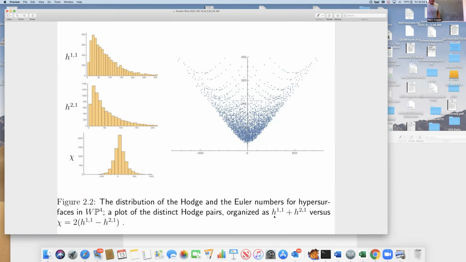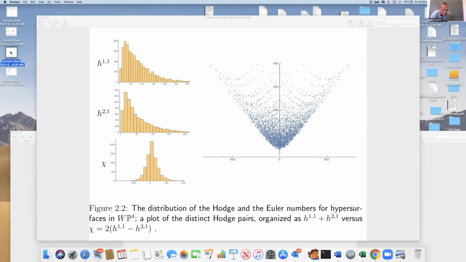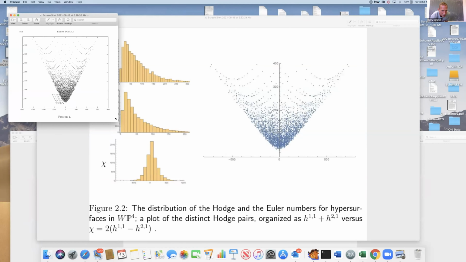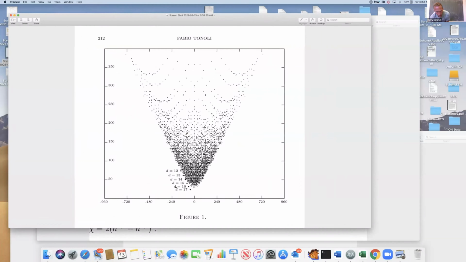This looks just familiar. So this is the distribution, and all these plots are Calabi-Yaus with various things. I want to now pull up an image from about 20 years ago, a similar map. This was in the Journal of Algebraic Geometry. Fabio Tonoli published a paper, and I want to draw your attention in particular to these 6 numbers that are right on the periphery.